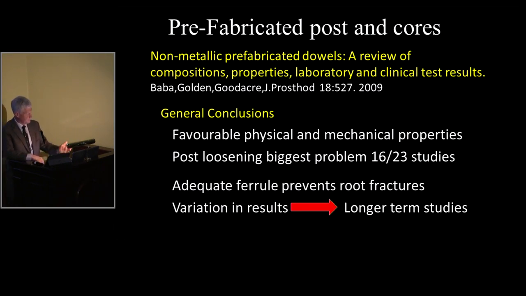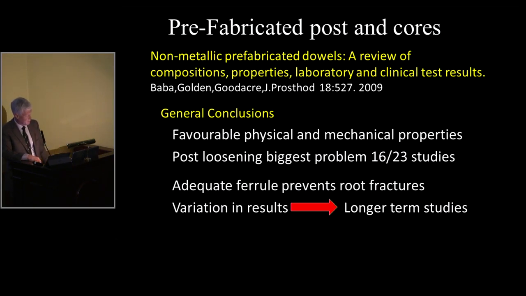Prefabricated posts and cores, again, whether you're using a cast post and core or a prefabricated system. This study in the Journal of Prosthodontics looked at all the new materials, carbon fiber, ceramic, and others. They looked at the composition of the materials, the properties, and the laboratory and clinical test results. Basically, when they lump them all together, they have good physical and mechanical properties, similar to tooth.